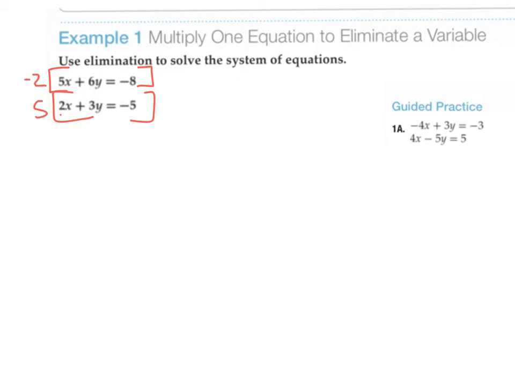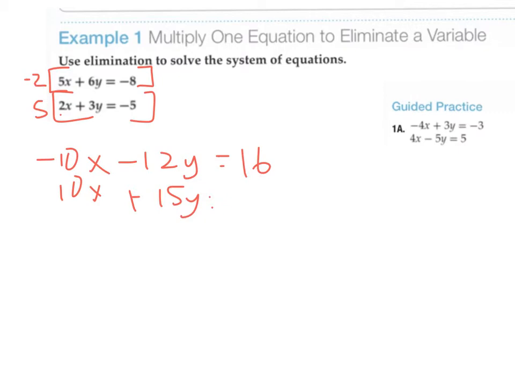5 times negative 2 is negative 10x. Negative 2 times 6 is a negative 12y. And negative 2 times a negative 8 is a positive 16. Then I multiply the bottom. 5 times 2 is 10x. 5 times 3 is 15y. And 5 times negative 5 is a negative 25.